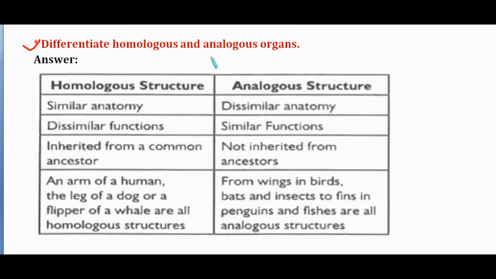The next question, differentiate homologous and analogous organs. Homologous structures are similar in anatomy, dissimilar in function, and inherited from a common ancestor. Analogous structures are dissimilar in anatomy, similar in function, and not inherited from ancestors. The arm of a human, the leg of a dog, the flipper of a whale are all homologous structures. The wings in birds, bats, insects, and fins in penguins and fishes are all analogous structures.